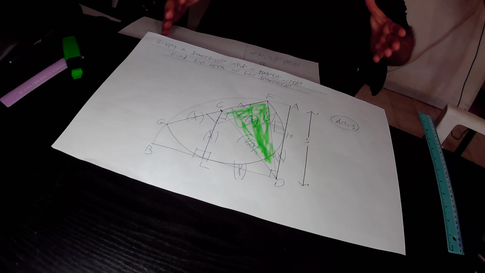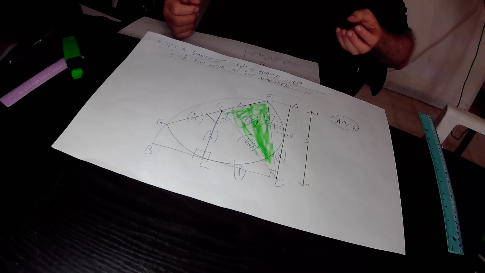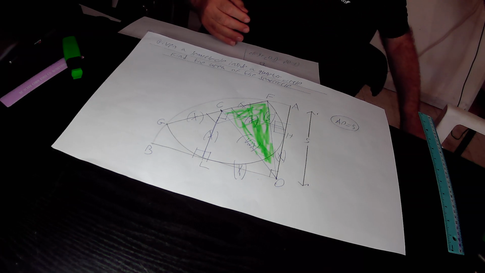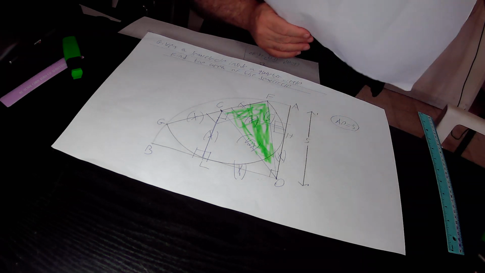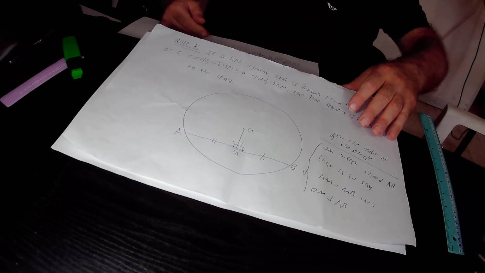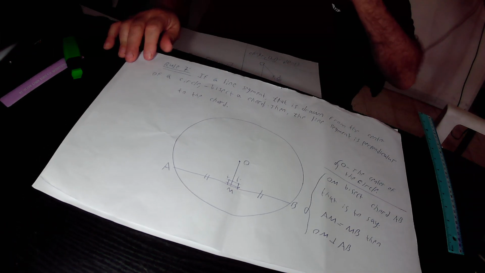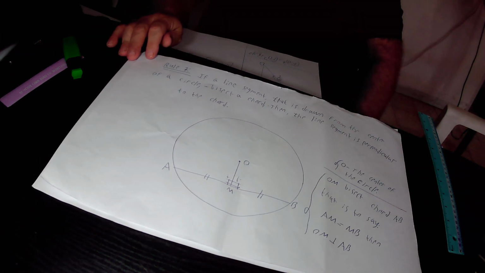And whenever you have, from the center of the circle, a line segment that bisects a chord, you can implement rule 7. So I'll teach rule 7 quickly. According to rule 7, if a line segment that is drawn from the center of the circle bisects a chord, then the line segment is also perpendicular to that chord.